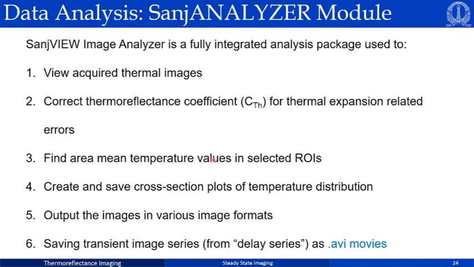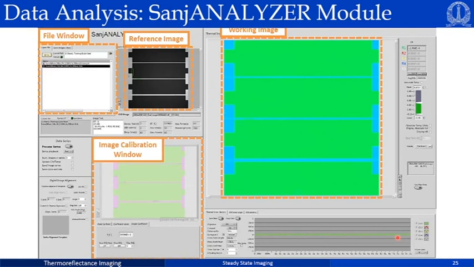It will help us find area mean temperature values. For example, you select multiple regions of interest and compare the temperatures averaged over each region of interest. You can create and save temperature cross sections, and you can output the images in various formats. An interesting part is that the transient image you have captured can be saved as a delay series movie, which you can view in normal AVI movie format.